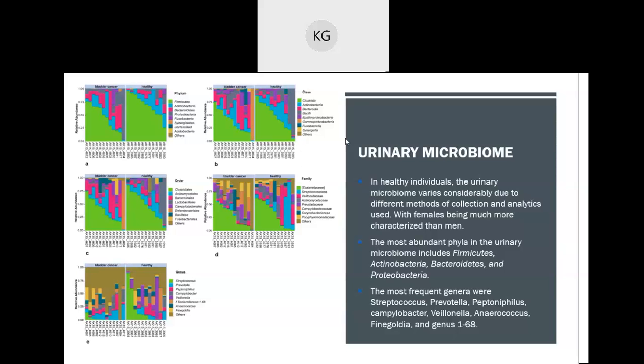Like many microbiomes, microbes within the urinary microbiome are abundant and can be difficult to characterize. With that being said, the urinary microbes typically associated with female microbiomes are more easily characterized than males. Typically, microbes that fall into phyla such as Firmicutes, Actinobacteria, and Proteobacteria are the most abundant in the urinary microbiome, while genera such as Streptococcus and genus 1 through 68 are the most frequently identified.